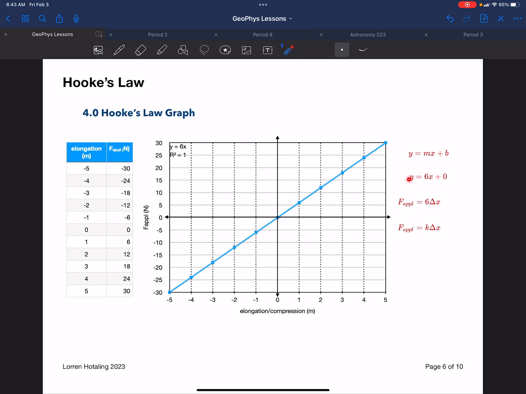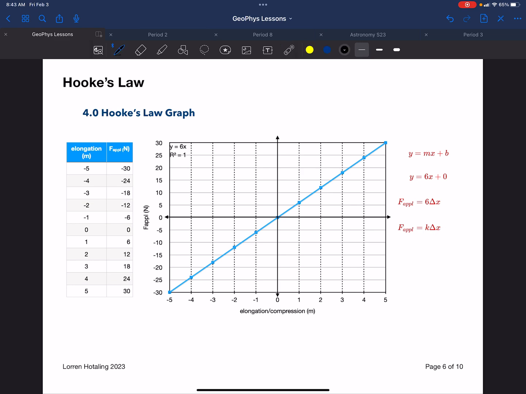Well, the y-axis, the vertical axis, is the force applied. So y becomes the force applied. We have our 6. And the x-axis is the displacement, the elongation compression, delta x. Now we said Hooke's law is force applied equals k delta x.